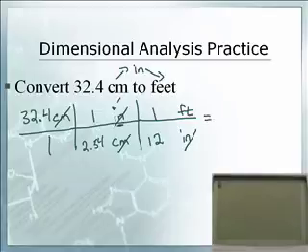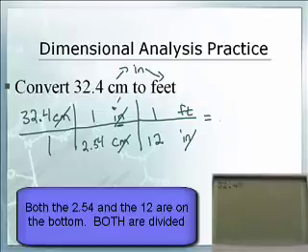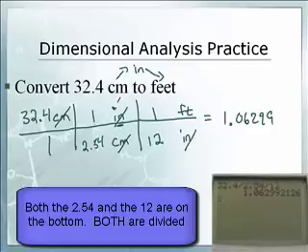Now, this is a very important thing to understand. We have two numbers, and they're both on the bottom. So on your calculator, you're going to push divide, divide. So 32.4 divided by 2.54 divided by 12. Do not hit the multiply sign. 1.062992126. I'll stop there. 3 sig figs. I see 3 sig figs. Now, wait a second, Mr. Sams.